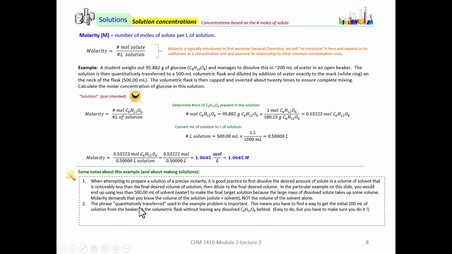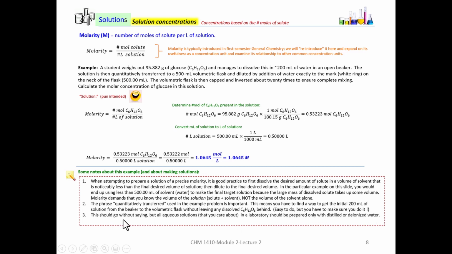The phrase quantitatively transferred used in the example problem is important. This means you need to find a way to get that initial 200 milliliters of solution from the beaker to the volumetric flask without leaving any dissolved glucose behind. It's fairly easy to do, but you have to make sure you do that.